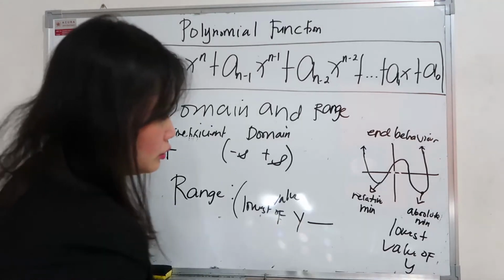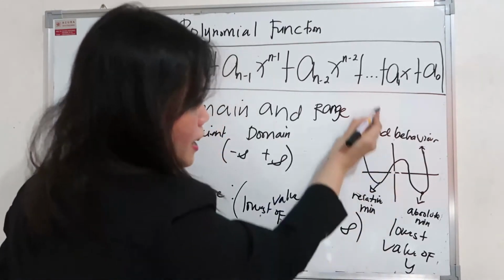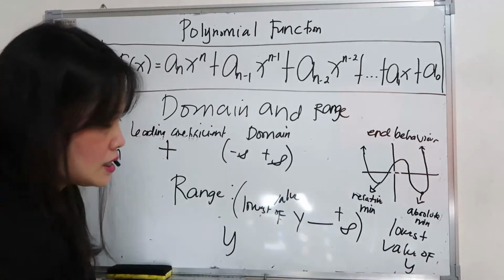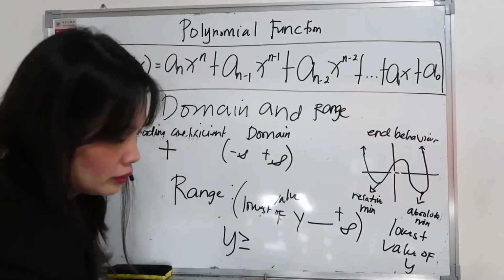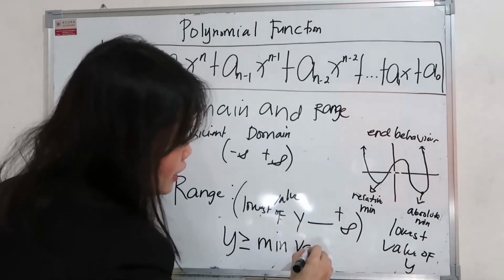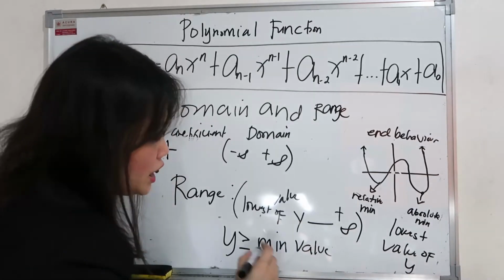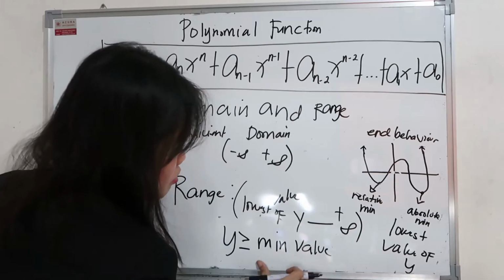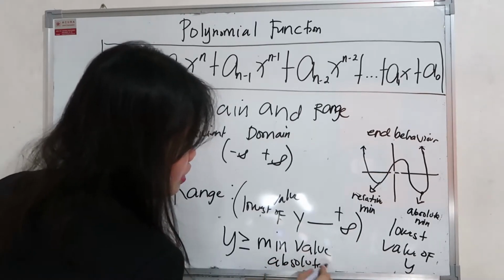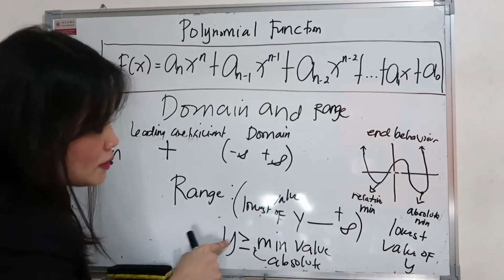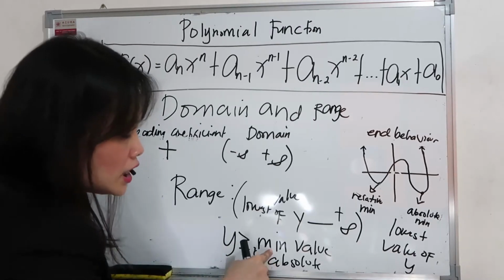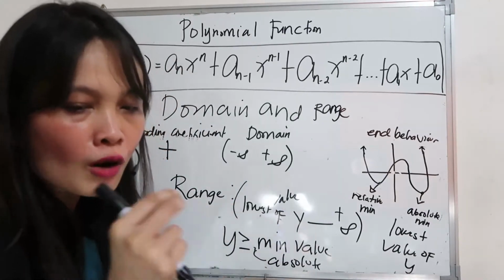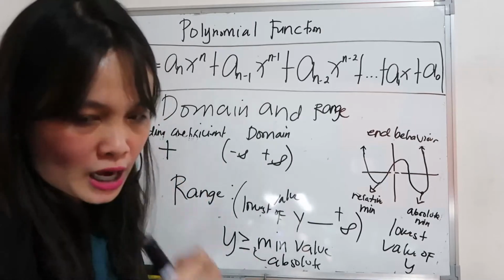Going to positive infinity, going up. So that is positive infinity, meaning y must be greater than or equal to the minimum value. Your absolute minimum value. Y must be greater than or equal to your absolute minimum value. When we say absolute minimum value, you are referring to the lowest value of y.